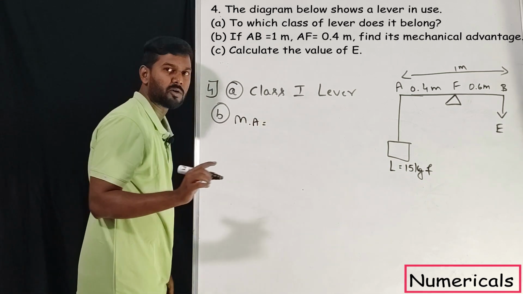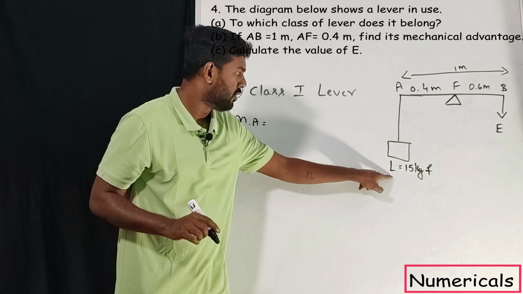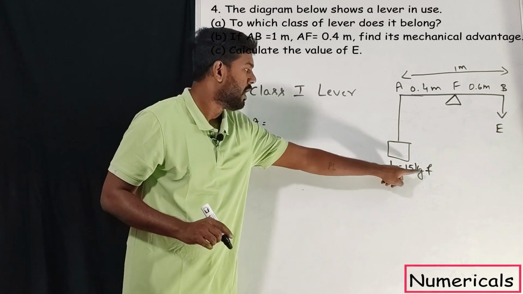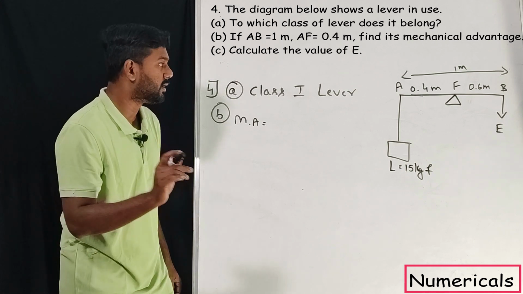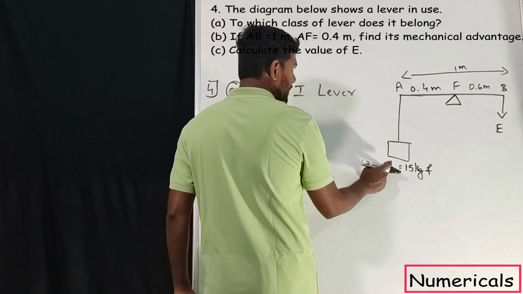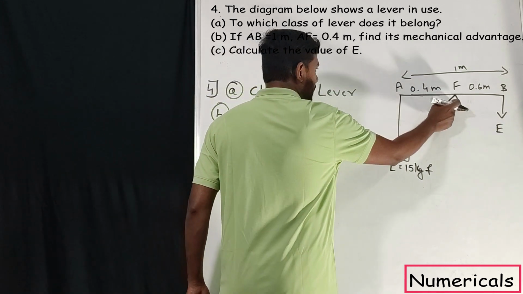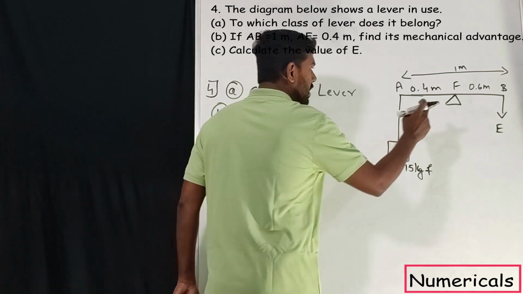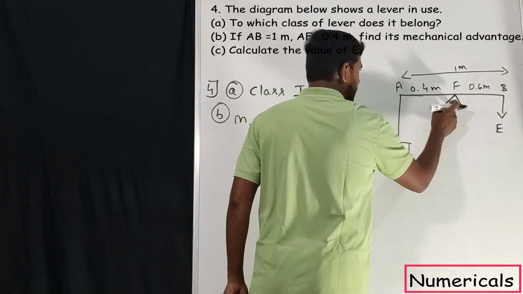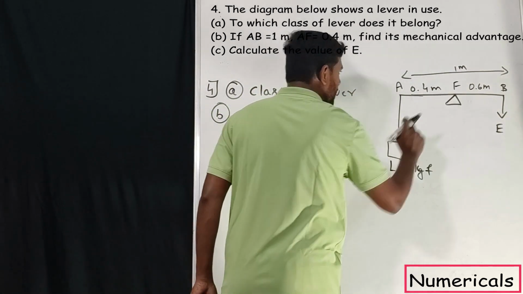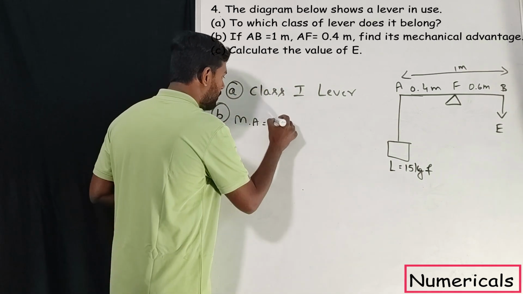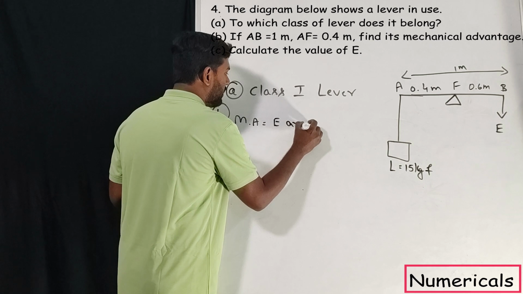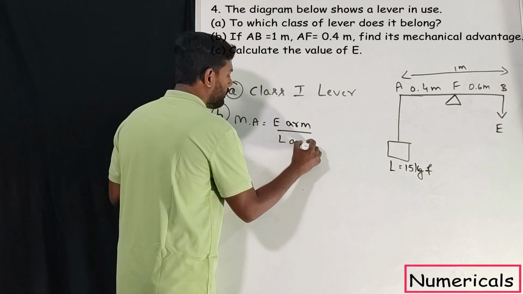Mechanical advantage has two formulas, correct? Load is given, and effort is not given. We cannot use load by effort. From the load to the fulcrum is called load arm. From the effort to the fulcrum is called effort arm. Both values are given, correct? Effort arm and load arm. We'll use the effort arm by load arm formula.